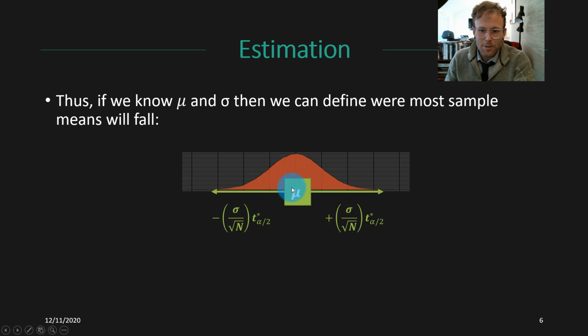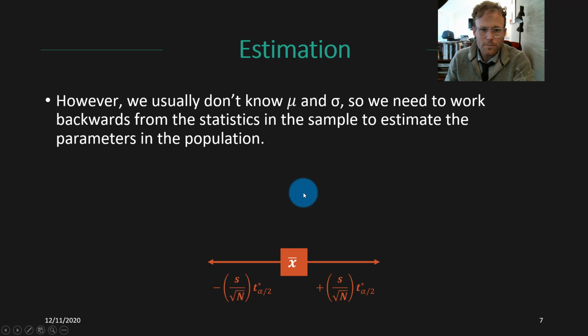But the idea would be that if we know mu, we can draw those confidence limits, and then if we repeatedly sampled from the population, we would see our distribution of sample means follows a nice t-distribution like this, with most of the sample means clustering around the population mean, but they will vary and spread out. But if this is a 95% confidence interval, then 95% of them will fall within that confidence interval.